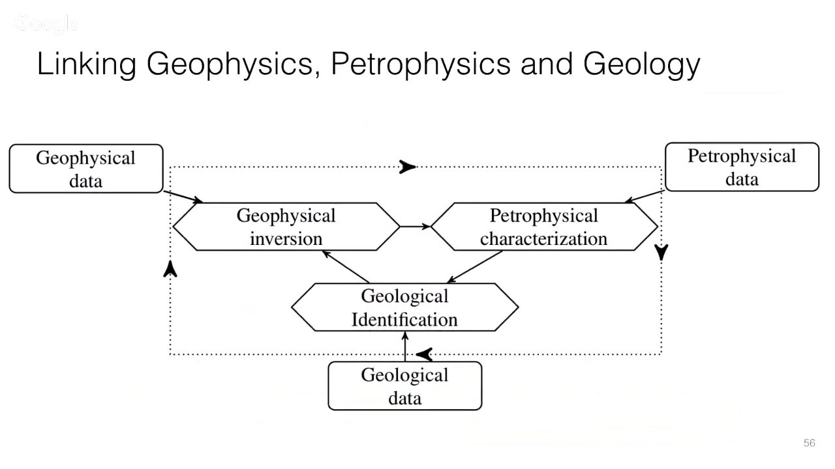So here is what is proposed. We've got geophysical data, petrophysical data, and geological data, and we divide this up into three inversions. Here's the geophysical inversion, here's the petrophysical characterization, which I'll talk about in a second, and here's the geologic identification. These things all connect with each other, and they're going to be done in an iterative fashion.